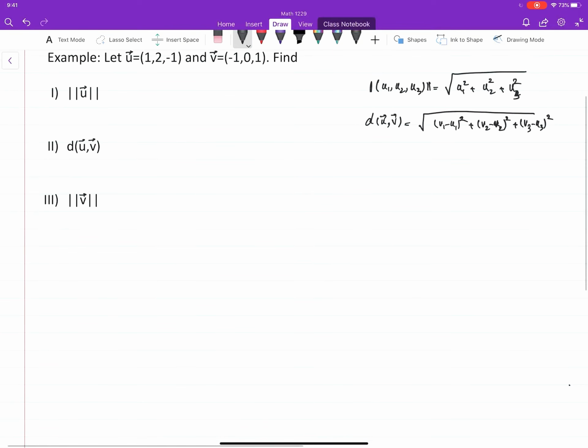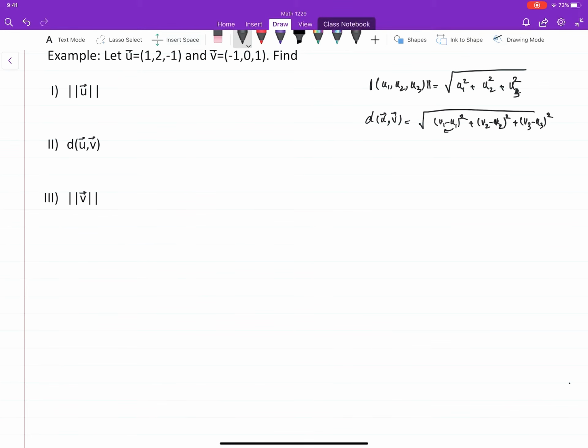Well, something here is important. It doesn't matter if you subtract the first one from the second one in the distance formula, because there is a square there, and it doesn't matter which way you subtract. The square of that will be the same thing. So let's start with this one.